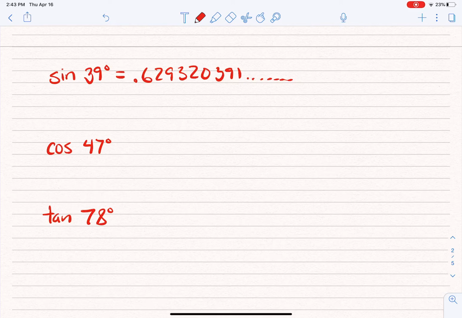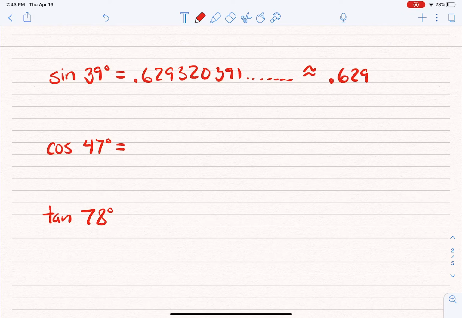And so that's why it's very typical that we would round this and we say, well, it's about 0.63 if we round to the nearest 2 places. And let's say we're going to keep rounding to the nearest 3 places. We'll go, okay, so this is about 0.629. Okay, cosine of 47. Now again, if you're using a phone or a different calculator, you'd probably enter 39 and then hit sine. But for a graphing calculator, you type the trig function first.